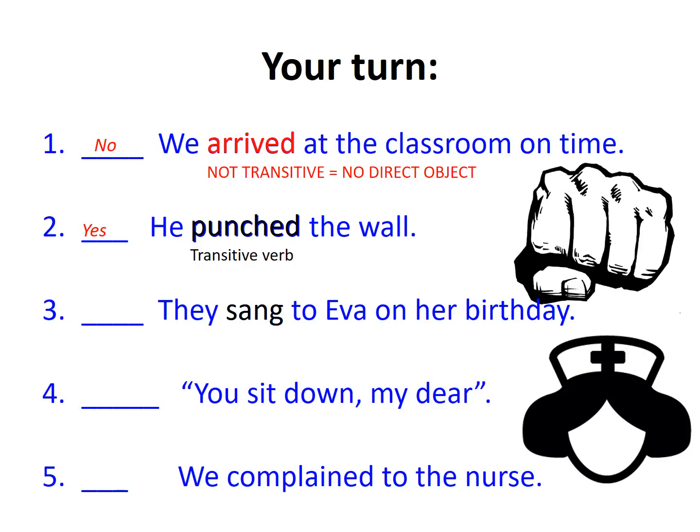They sang to Eva on her birthday. The singing is the action of the sentence. It's a transitive verb, and we know that the recipient, the person who receives this singing, was Eva on her birthday. So yes, this sentence did contain a transitive verb. If somebody says, "You sit down, my dear," they're instructing you to sit down, but there's no direct object. My dear, it doesn't directly receive anything when they tell you what to do until you have done it. So it's not transitive. There's no direct object in that sentence.